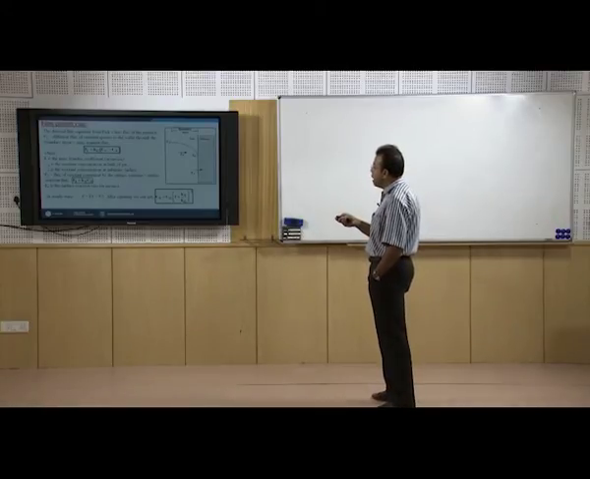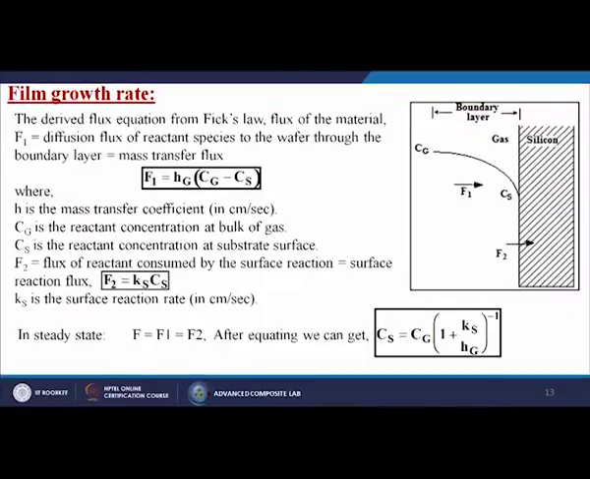So, the flux equations derived from Fick's law: flux of the material F1, the diffusion flux of reactant species to the wafer through the boundary layer, is equal to the mass transfer flux. So, here we have silicon, and on top of that we are doing the coating. This is called the boundary layer, by which we can grow the film onto this wafer itself.